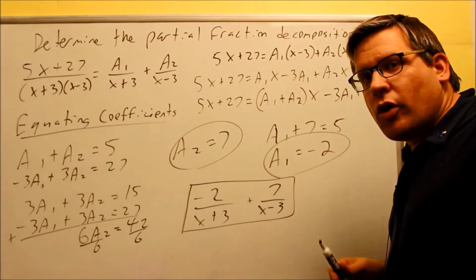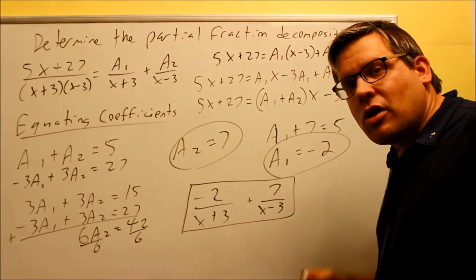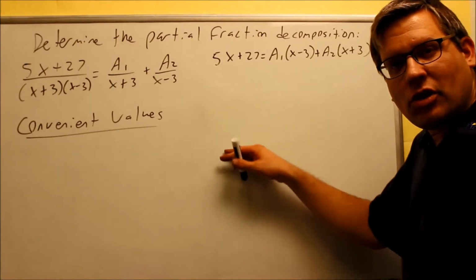So now that we've looked at the equating coefficients method, let's take a look at the second method, which is called the convenient values method. Okay, here's the second method, convenient values.